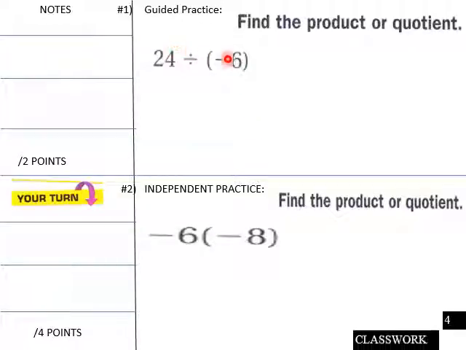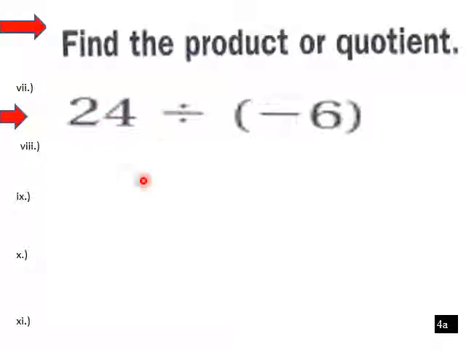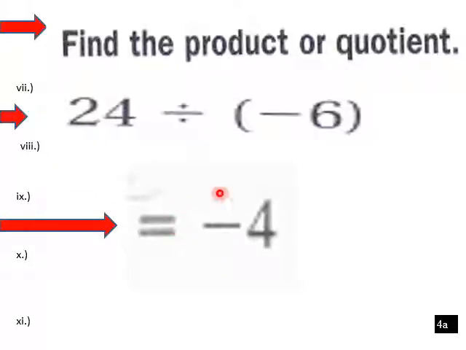Okay, students, our guided practice, and then yours is down here. Pay attention, find a product or quotient here. So we got two different signs here, so what's our solution going to be? It's going to be negative 4. 24 divided by negative 6 would be negative 4.